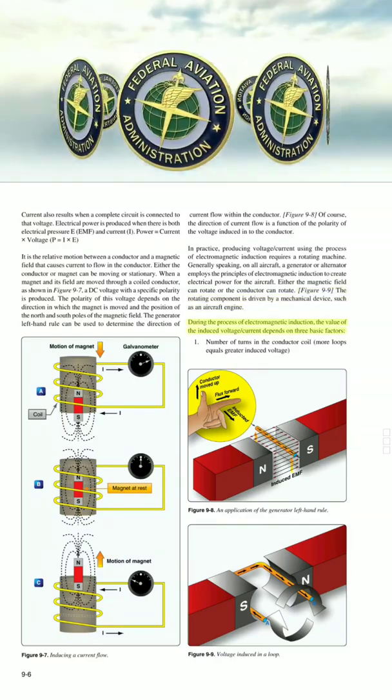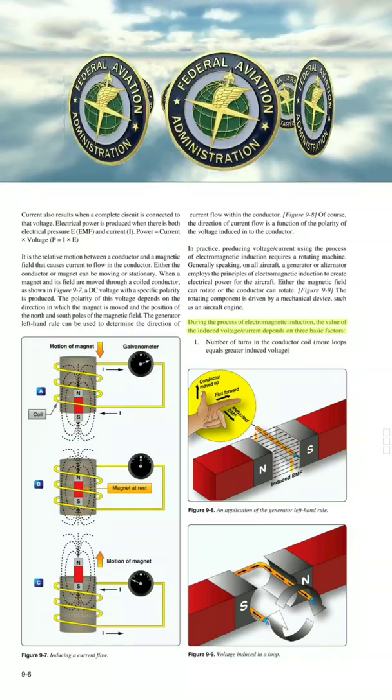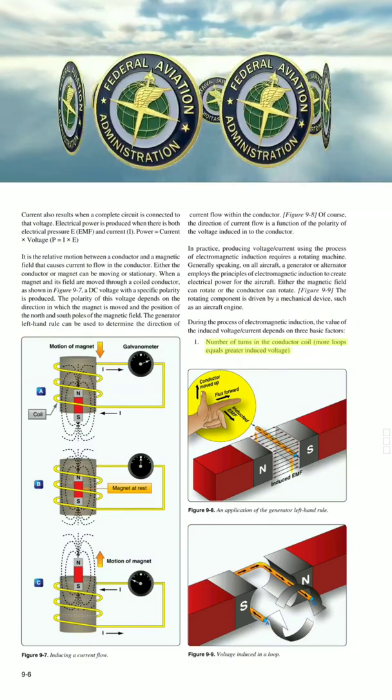During the process of electromagnetic induction, the value of the induced voltage/current depends on three basic factors. 1. Number of turns in the conductor coil. More loops equals greater induced voltage.